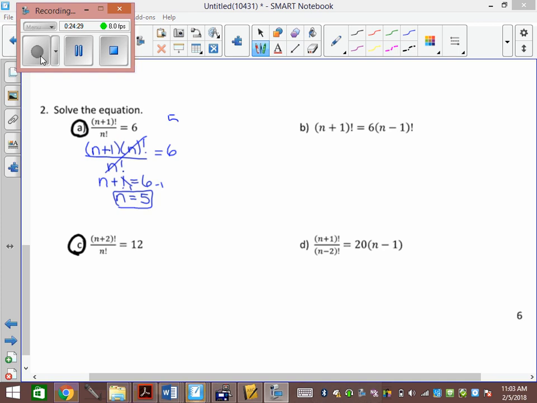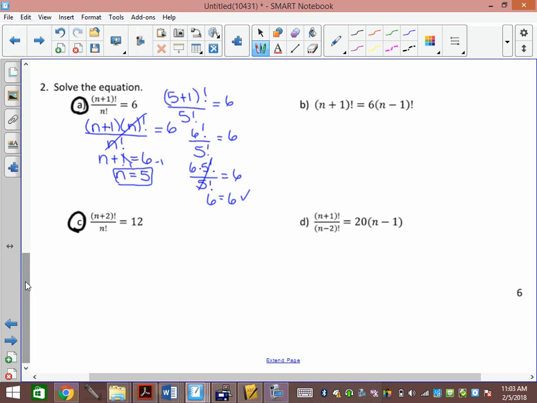Then you can check it. So you can go 5 plus 1 factorial over 5 factorial equals 6. 6 factorial divided by 5 factorial is 6, because 6 times 5 factorial. That's how you prove it algebraically. But you would just type in your calculator and equal 6 and you'd be golden. Right? C, n plus 2 is bigger.